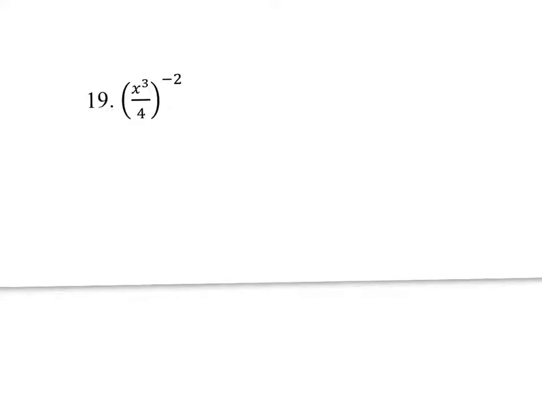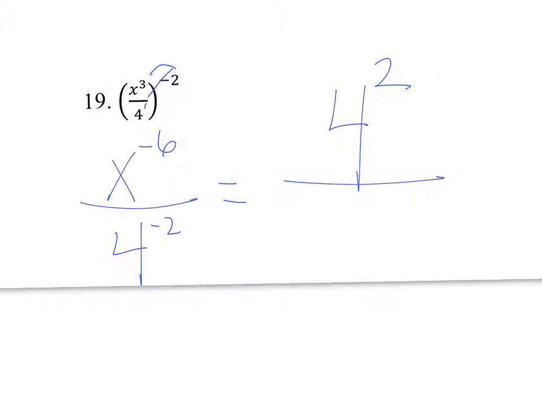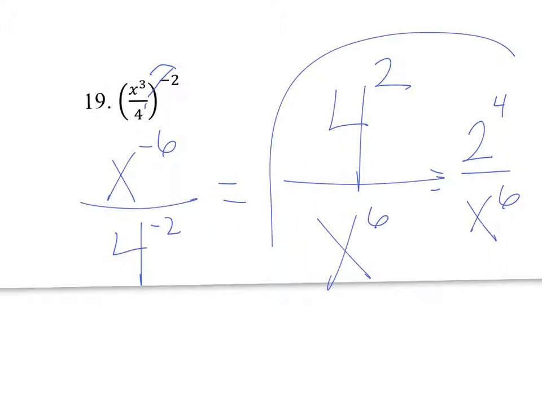And last but not least, power to a power. Multiplying. Again, I would write a little 1 there. This becomes x to the negative 6 over 4 to the negative 2nd. You have to flip-flop them to make them positive. Now, if you rewrote 4, that's the same thing as 2 to the 4th over x to the 6th. I would accept either one of these for this final problem.